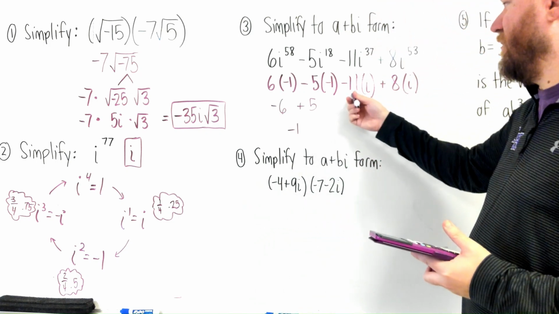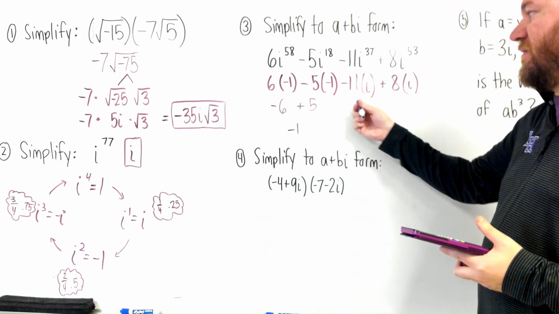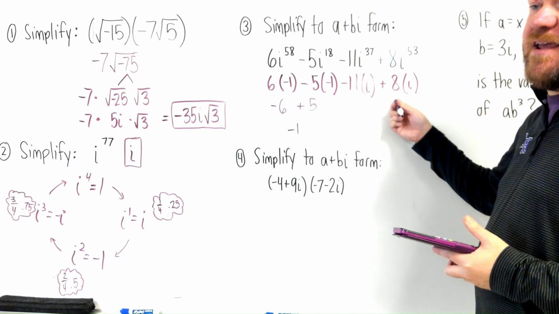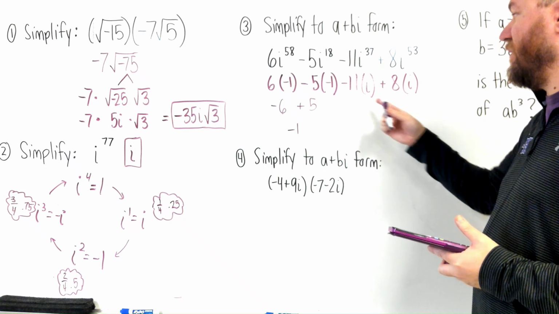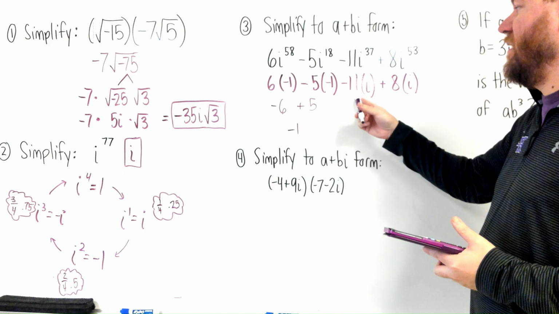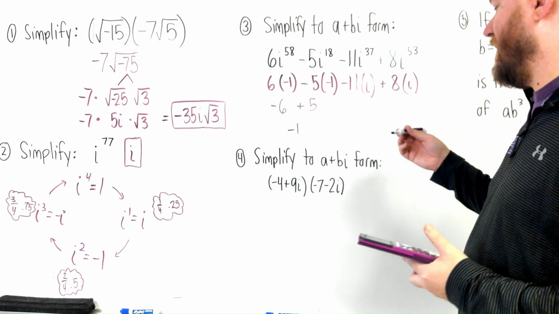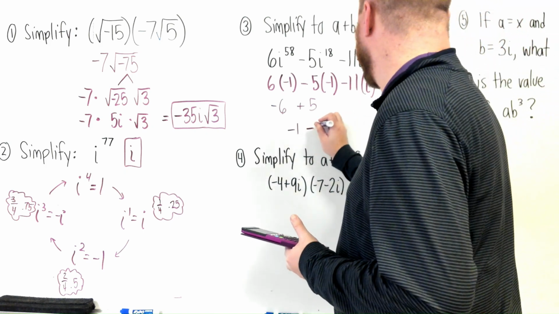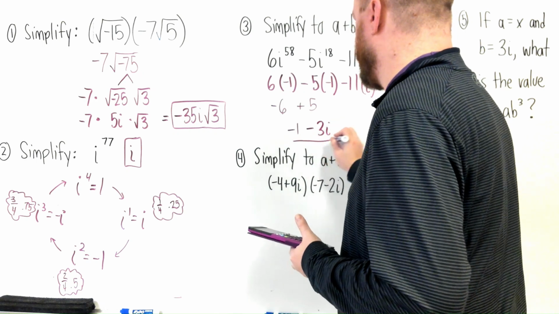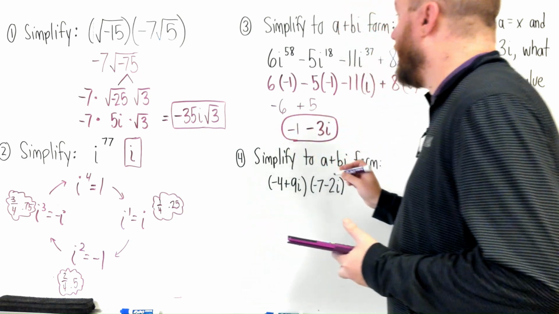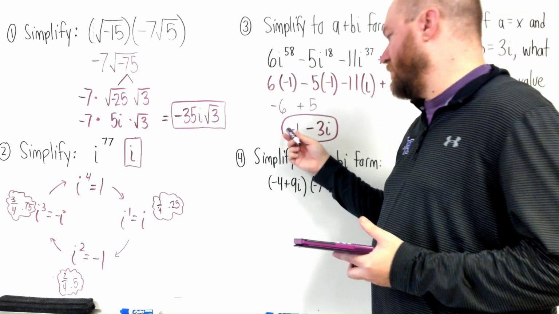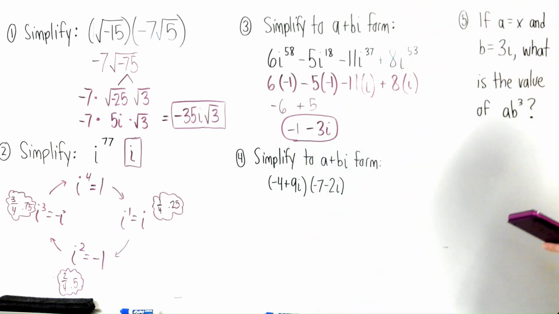And then these, we just have -11i. That can't be simplified anymore. And 8i, that can't be simplified anymore. But they're like terms. We can combine them. -11i plus 8i would be -3i. So that's our answer to this question. Kind of interesting that this huge, long problem just simplifies to this little tiny expression, you know.